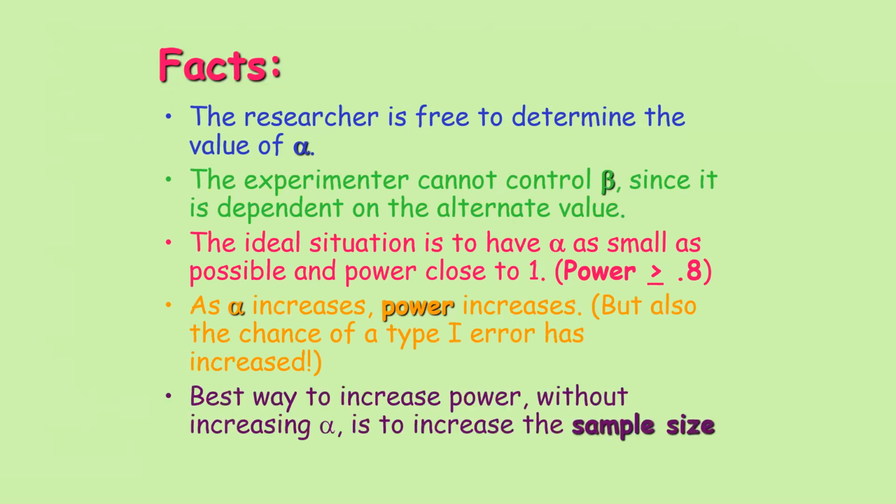So the best way to increase power without increasing alpha is to increase the sample size. So as always, if you had to guess, how do we get a more normal-like curve? How do we get it closer to approximately normal? How do we increase power? Your go-to answer is increase sample size.